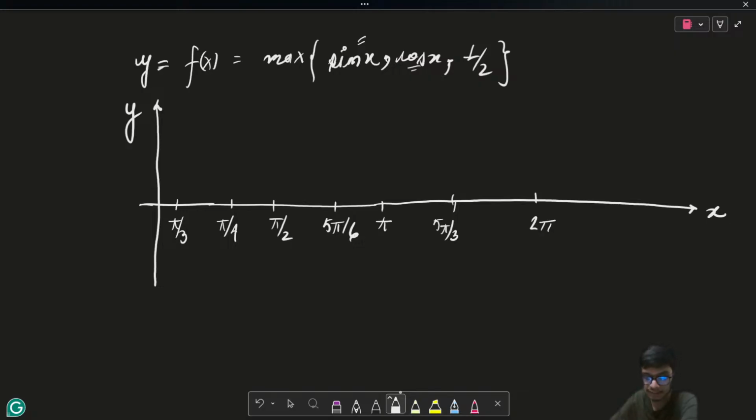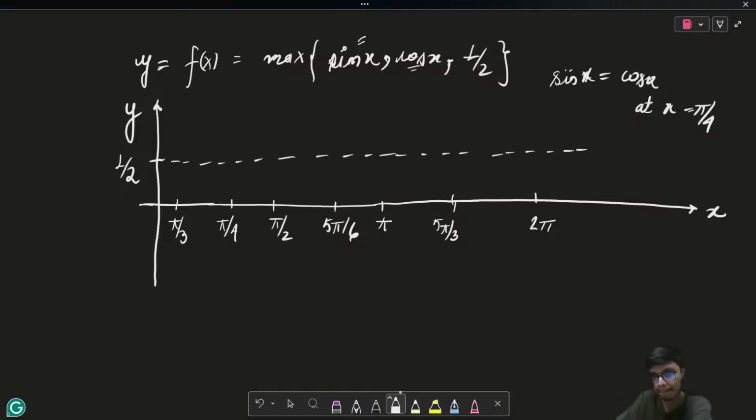So if I look at the first interval going from 0 to pi by 4, what I see is that at pi by 4, sin theta and cos theta are equal to 1 upon root 2, which is greater than half. So first of all, if I plot y is equal to half, it is something like this. I'm drawing it with a dotted line. Then cos will be higher than sine because sine is basically like this. So let me take a different color for the sine curve.